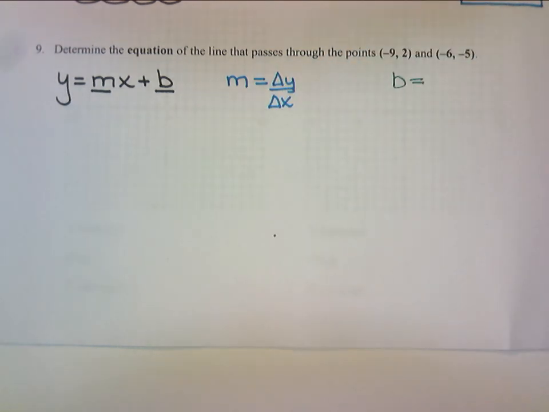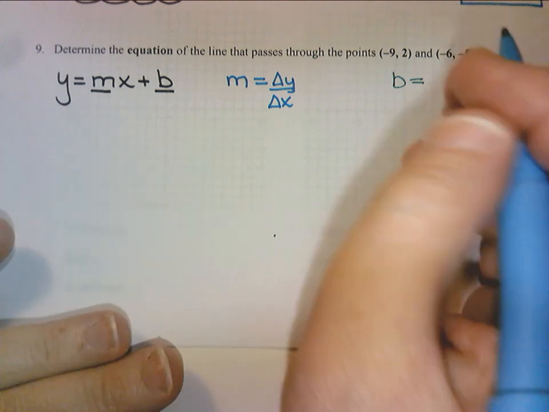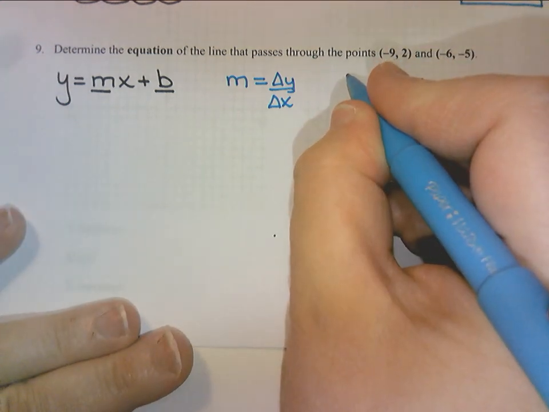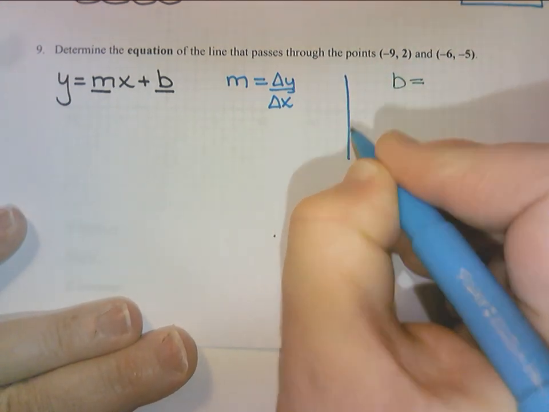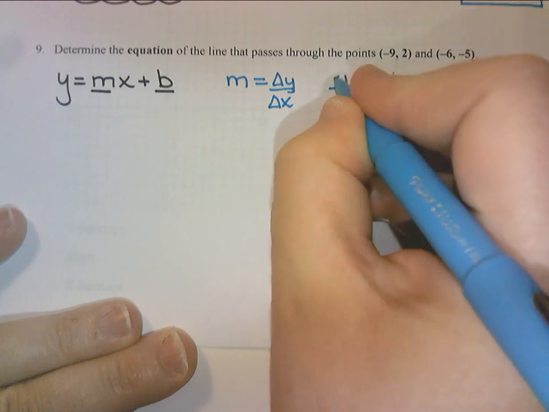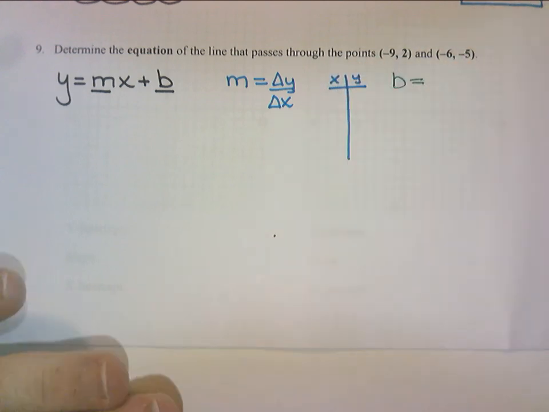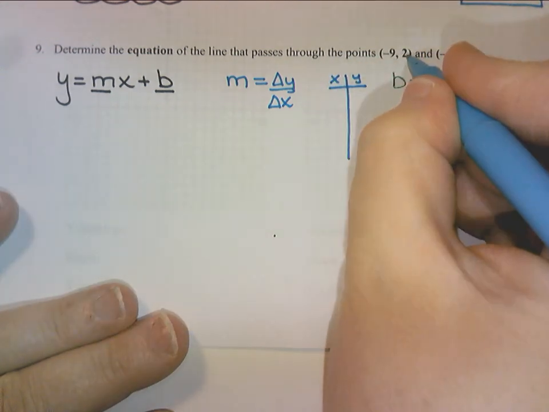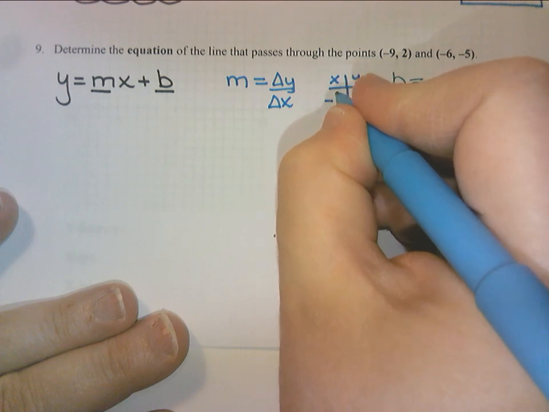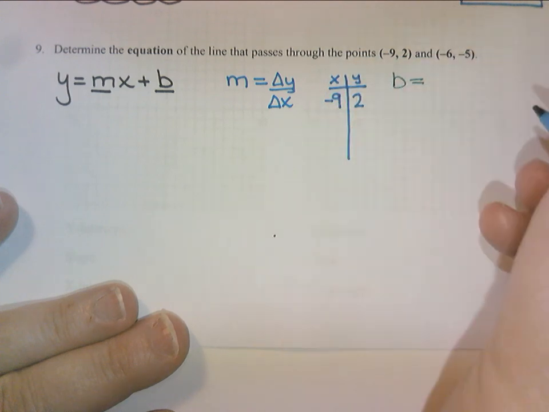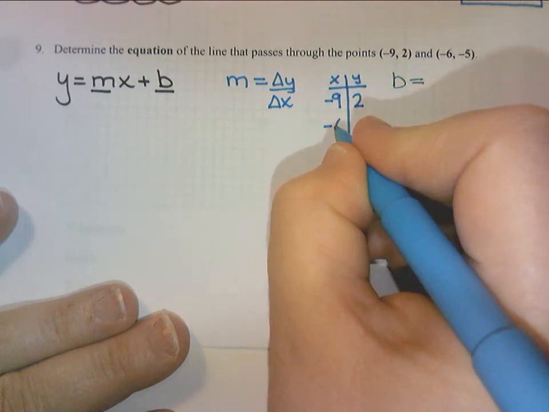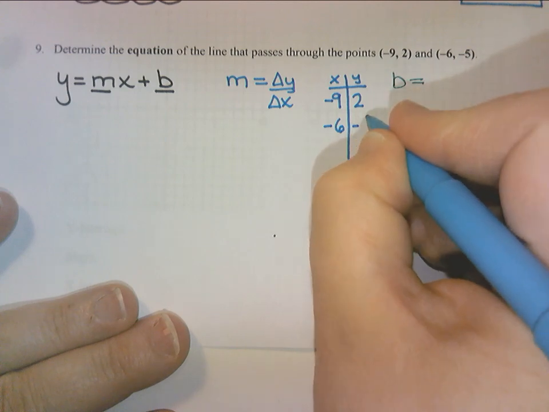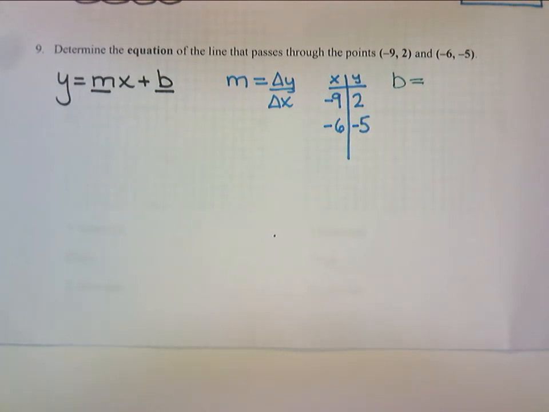If they have given me 2 points, we are going to get the delta y and delta x by making a table of values and then calculating our differences. So I have x and y. I've got -9 and 2. So -9 is the x, 2 is the y. And then -6 is the x and -5 is the y for our 2 points.